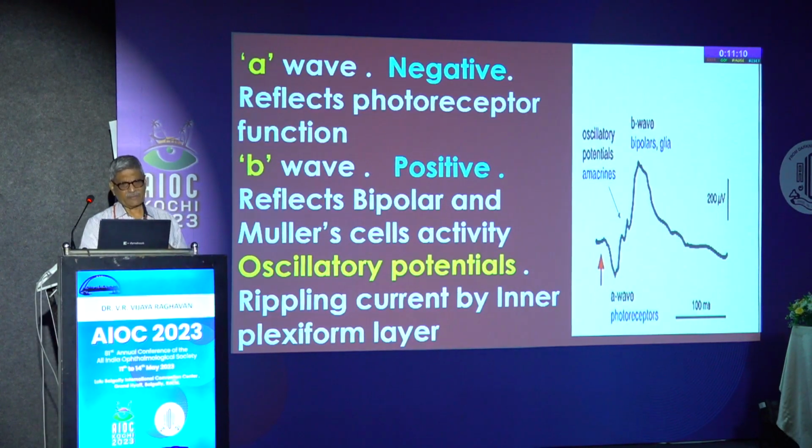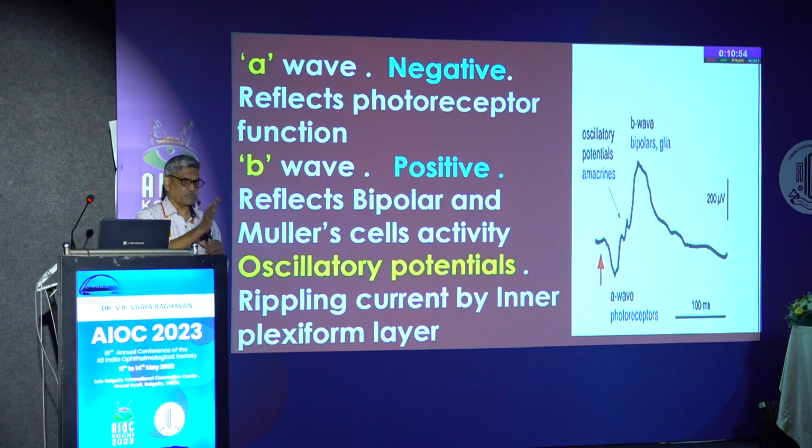The A wave, I told you now, what is it? A negative wave. Where is the A wave coming from? Your answer is rods and cones. The photoreceptors are responding. The action potential generated goes via the inner plexiform layers. Naturally, the A wave is coming from rods and cones, finished.